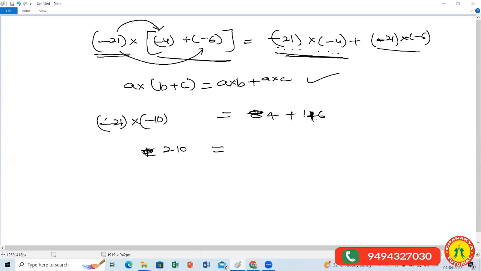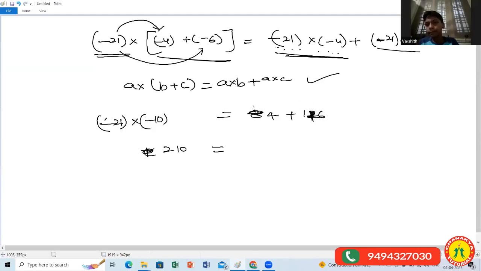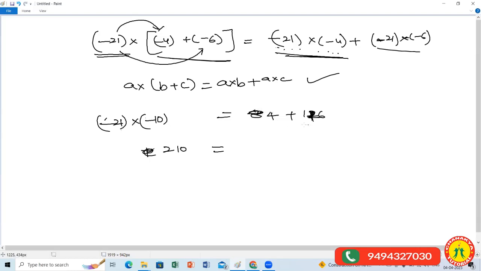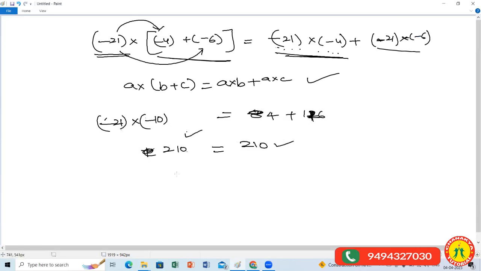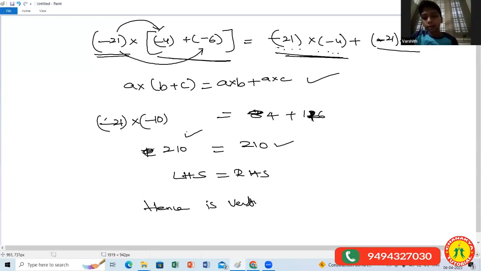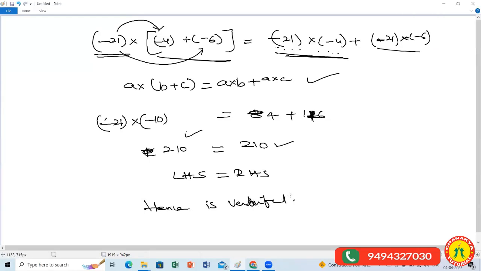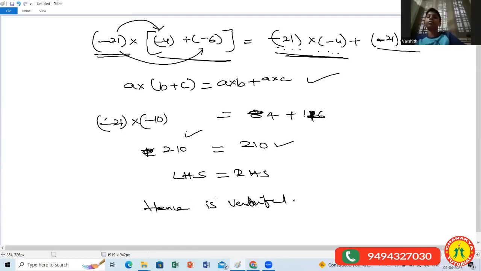Is it 116 or 126? Ma'am, 126. Here it's 74 or 84? 84, ma'am. Together it is 210 only, right? Both are true. Therefore, LHS is equal to RHS. Hence verified, or proved. Anything verified, you can write that conclusion statement. That's more important. Hope you understood, children. Any doubt here? No doubt, ma'am.